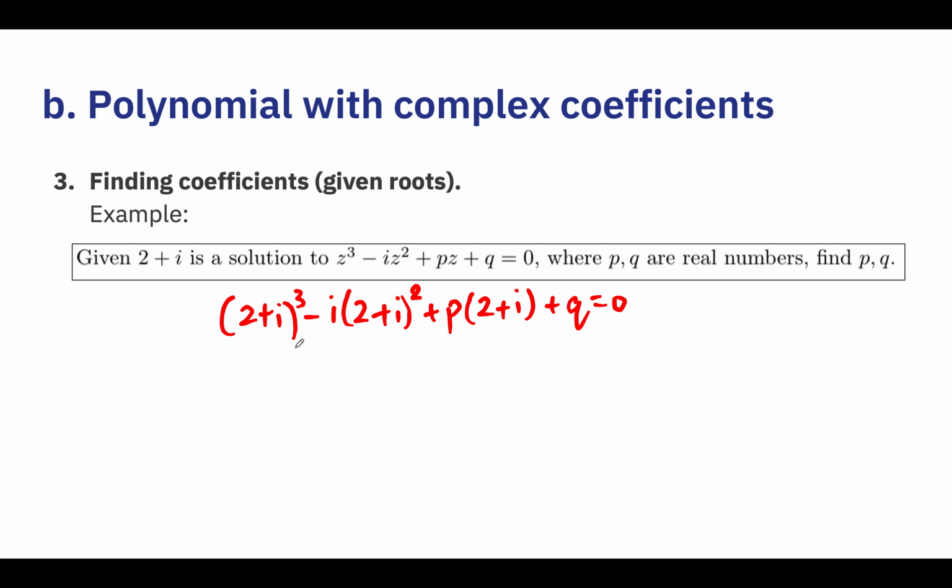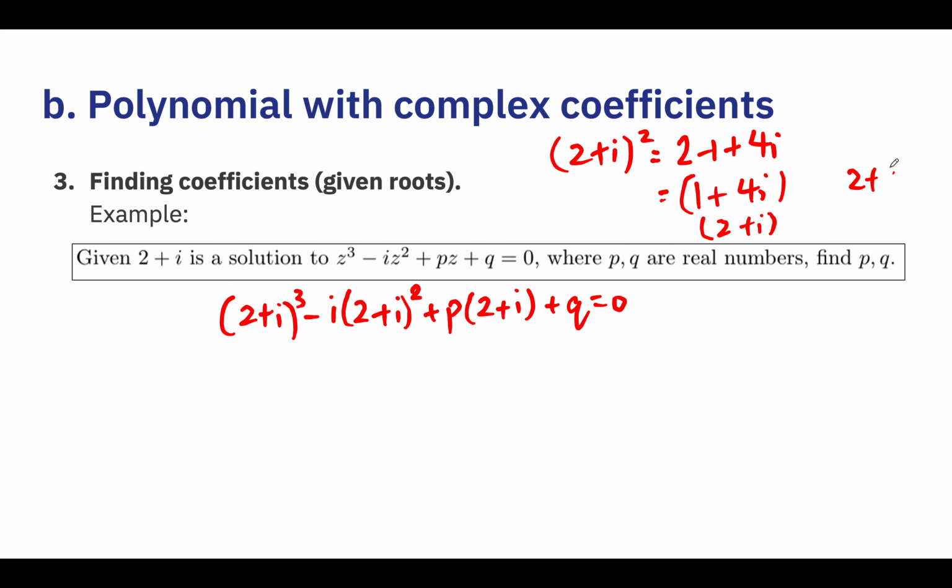And next we want to cube 2 + i. So we start with squaring it, of course. (2 + i)² equals 2 − 1 + 4i, equals 3 + 4i. And then when we multiply this by another 2 + i, we will get 6 + 9i and then minus 4. So we get 9i + 2.